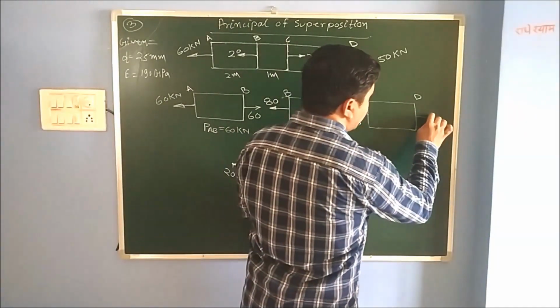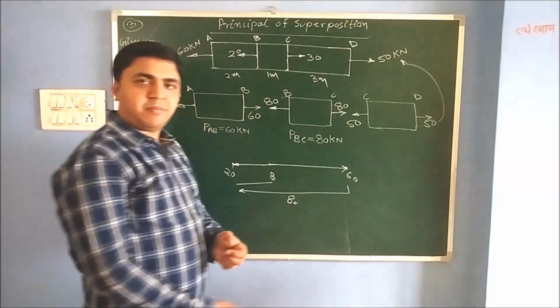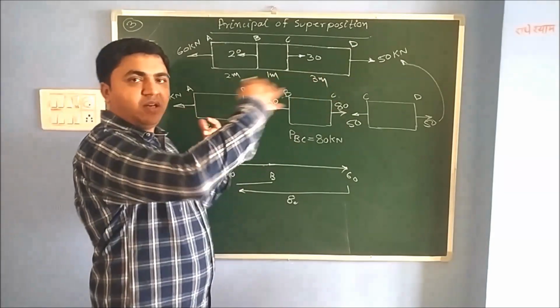एंड ये बैलेंस करने के लिए राइट साइड पे फोर्स क्या लगाना पड़ेगा आपको? And 50, and that 50 should be same as this, because entire bar should be in equilibrium.